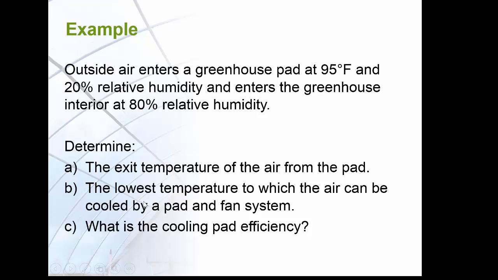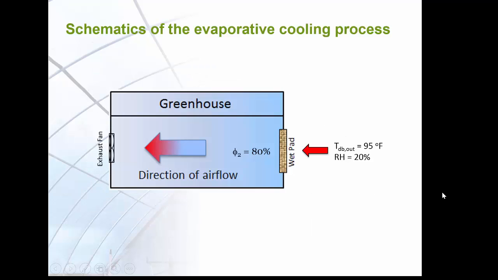We will also need to determine in this example the cooling pad efficiency, depending on the outside conditions and the interior air conditions that we provide or maintain using this evaporative cooling system. So let's look at this schematic for this process. As you can see, we have the outside air at 95 degrees Fahrenheit and 20% relative humidity going through the wet pad, and its humidity is increased to 80% here. We see the direction of the flow, and the air exits from the exhaust fan.